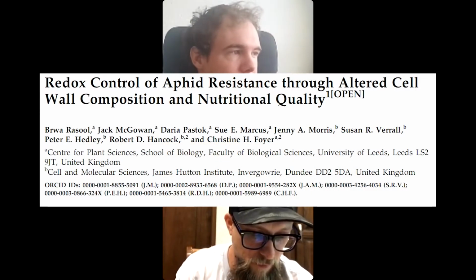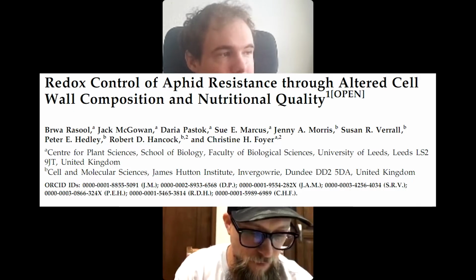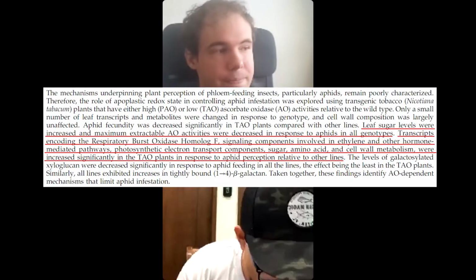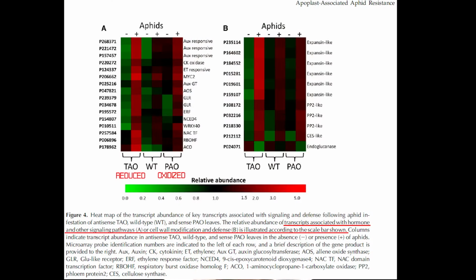I do have this article here I showed you earlier. I posted about it too. It's called Redox Control of Aphid Resistance Through Altered Cell Wall Composition and Nutritional Quality. And in it, they take a look at a tobacco plant. They altered some of them to make high ascorbate oxidase or low ascorbate oxidase production in the plant cells.